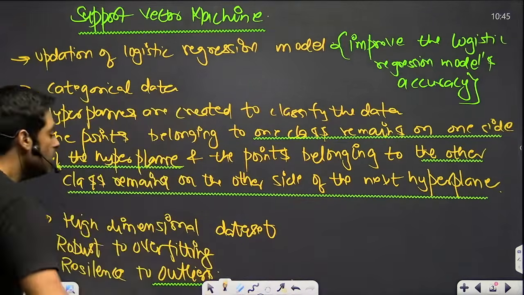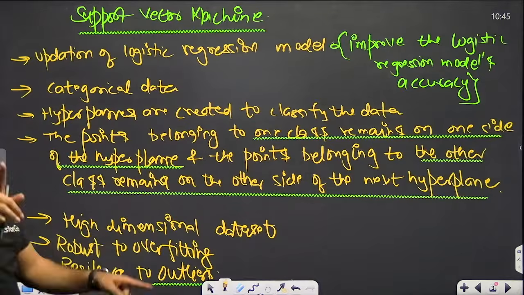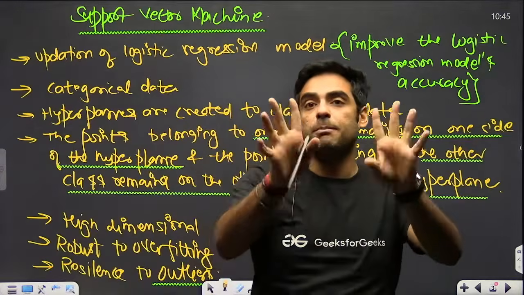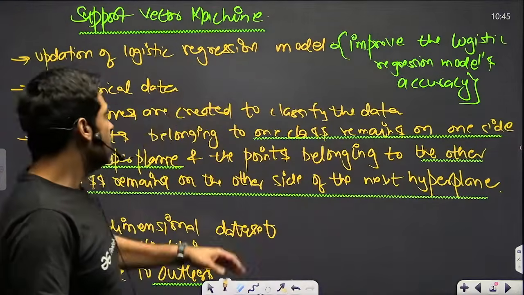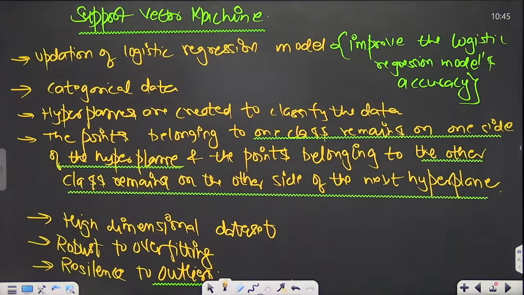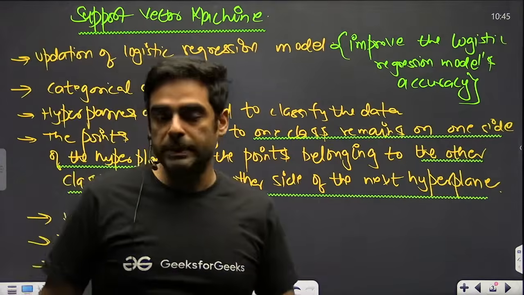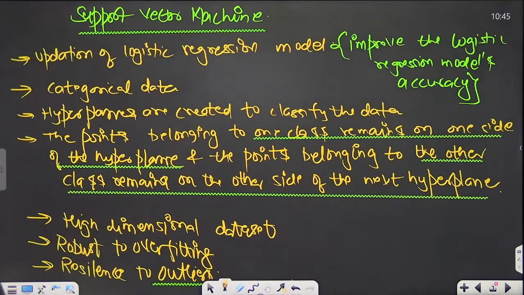I'll tell you what exactly an outlier is and the difference between outlier and noise. Very important and very interesting. Please write these points, then let us start. It will take around 3 hours to complete the entire support vector machine along with the Jupyter file and certain numericals.